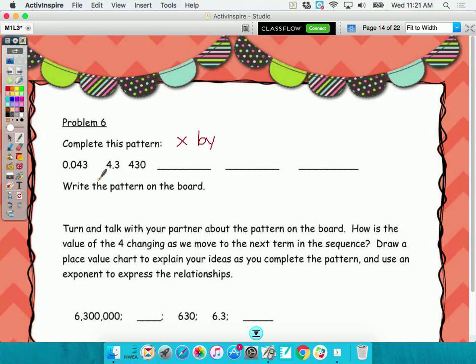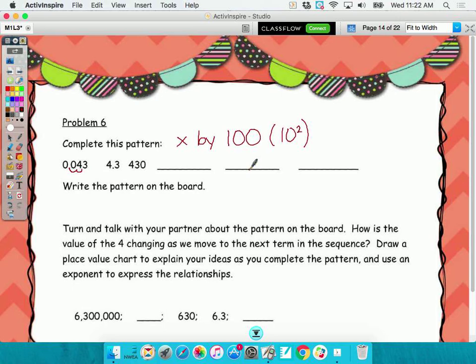So I know what I'm multiplying by, okay? All I have to do is go to 43 thousandths and hop it over to where it's in between the 4 and the 3. How many hops did you make? 2. So what's 2 hops? 2 zeros. Or if I want to make it more challenging for myself, what's the power of 10 called? 10 to the second. Okay, so my rule is multiply by 100.